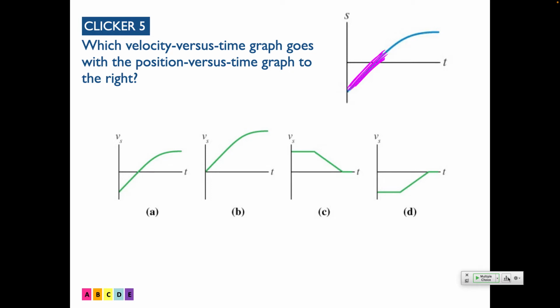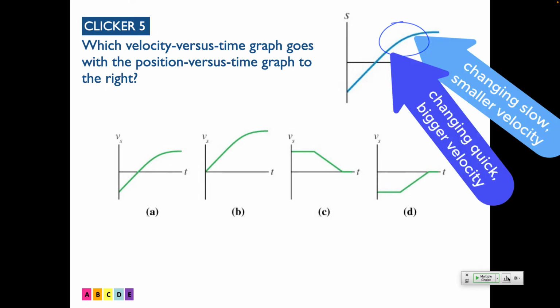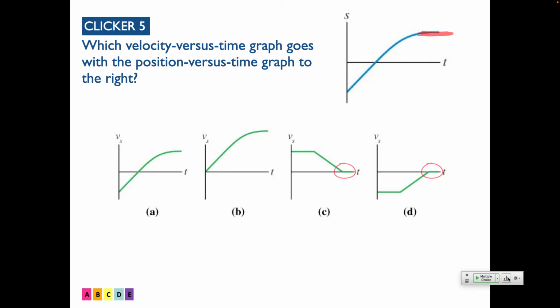What's going on in this segment of the graph? Pretty much a constant velocity, which means that you're looking for something flat. And then the second part, you're going from something that's changing quickly to changing slowly because it flattens out. So right at the end, what's your velocity? 0. So you're looking for something that is flat and then changes and then is 0. These two are your best options, but because this is a positive slope, this one is better than this one. So C is the correct answer.